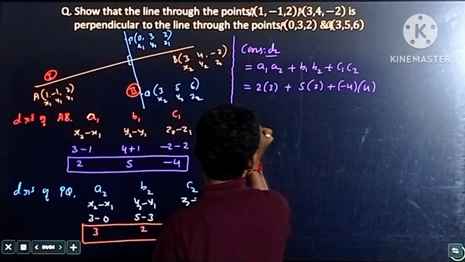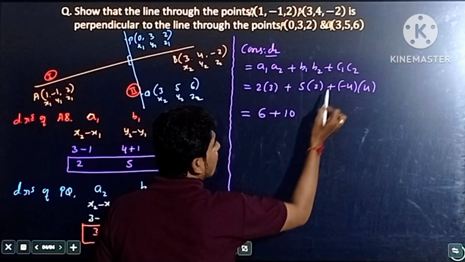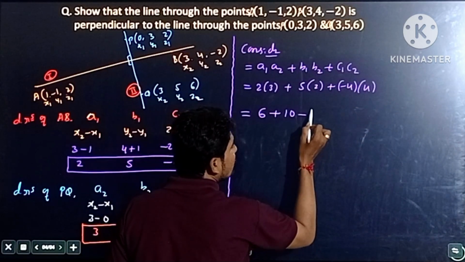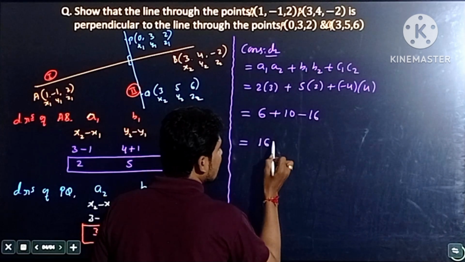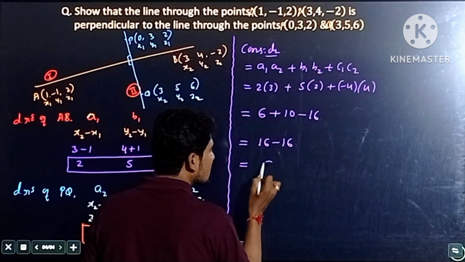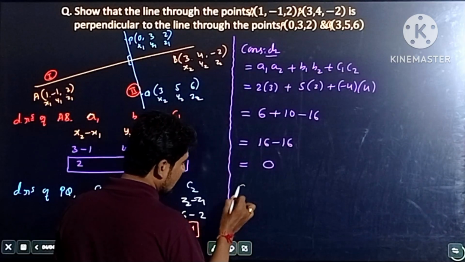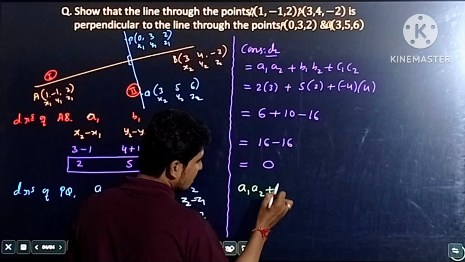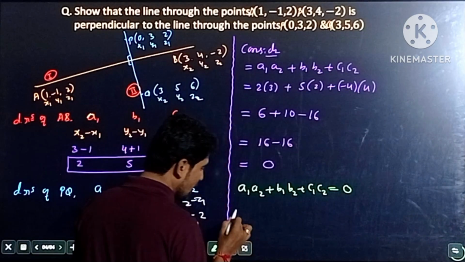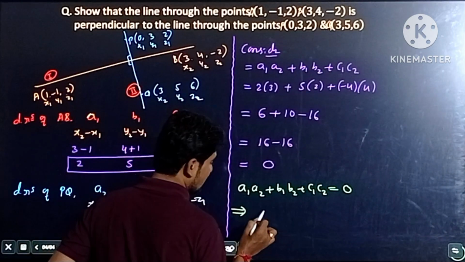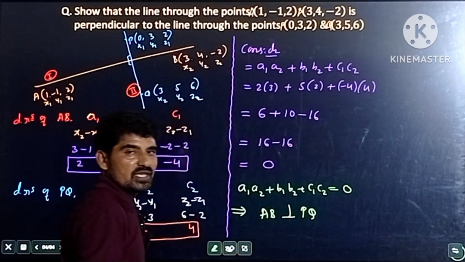Now observe here, this equals 2 into 3, which is 6, plus 5 into 2, which is 10, plus minus 4 into 4, which is 16. That equals 6 plus 10 is 16, minus 16, so 16 minus 16 is 0. It means we got A1 A2 plus B1 B2 plus C1 C2 equal to 0, which implies the line segment AB is perpendicular to the line segment PQ.